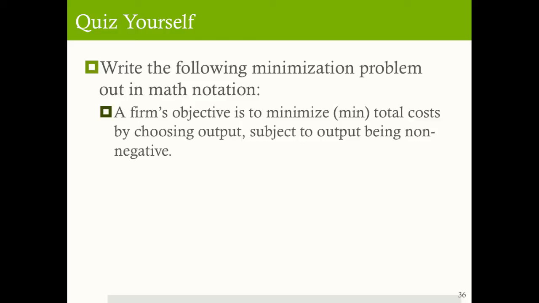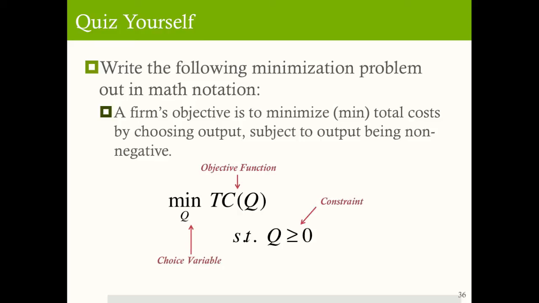Quiz yourself. Write the following minimization problem out in math notation. A firm's objective is to minimize total costs by choosing output subject to output being non-negative. Pause the video and try this on your own. So one way to write it is the following. We want to minimize TC of Q, where TC of Q is the total cost as a function of quantity, by choosing some quantity such that quantity is greater than or equal to 0. Here's the objective function. The choice variable is Q, and the constraint is that Q must be greater than or equal to 0.